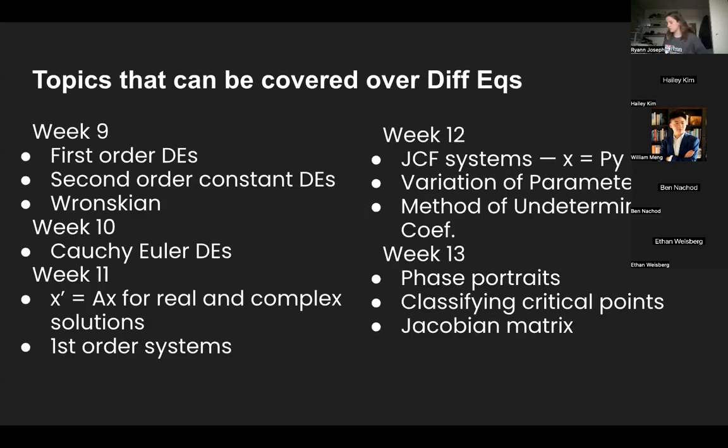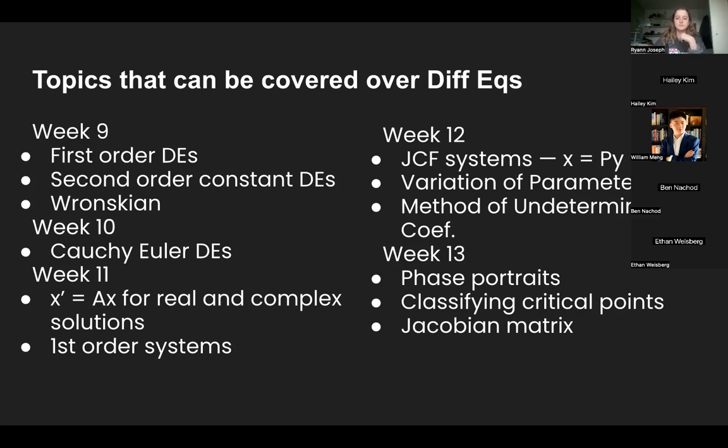Okay, so these are the general topics that can be covered over differential equations. So week 9, we're doing first order and second order differential equations that are constant coefficient and non-constant coefficient for first order differential equations. We're also using the Wronskian to determine linear independence. Week 10, like I said, the only thing is going to be those Cauchy-Euler differential equations. Know how to solve those, and for everything for week 9 and week 10, be able to solve them if they're homogeneous or non-homogeneous.